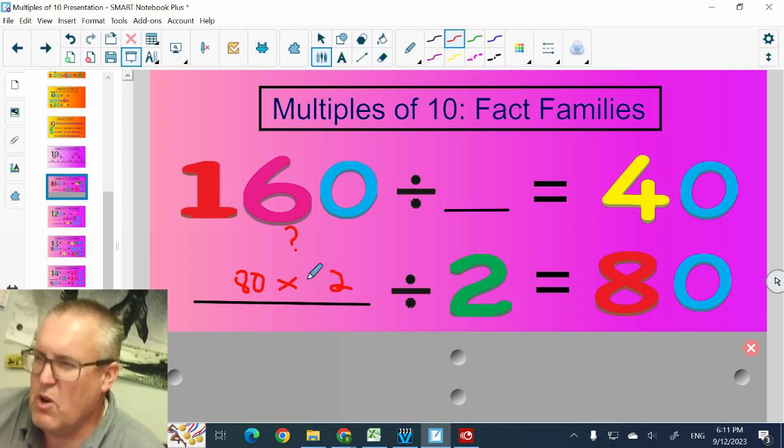So what we're going to do is pretend the zero's gone. 2 times 8 is 16. So last step is to put that 0 back. 160. Give yourself a big hand if you got it right.